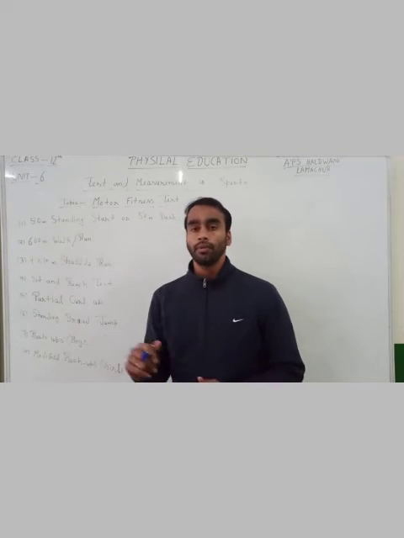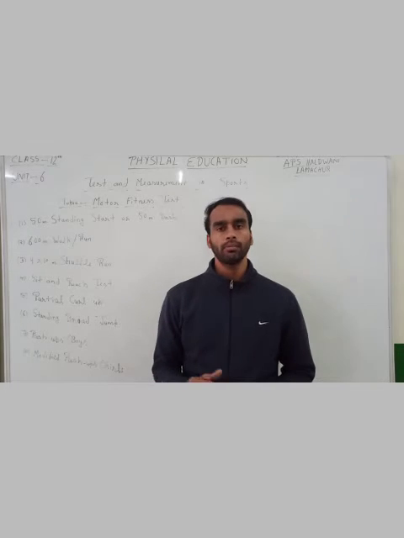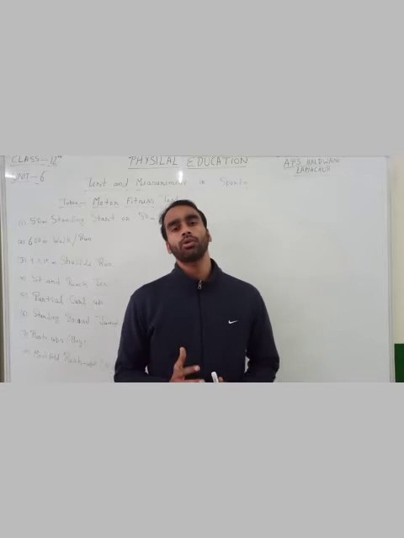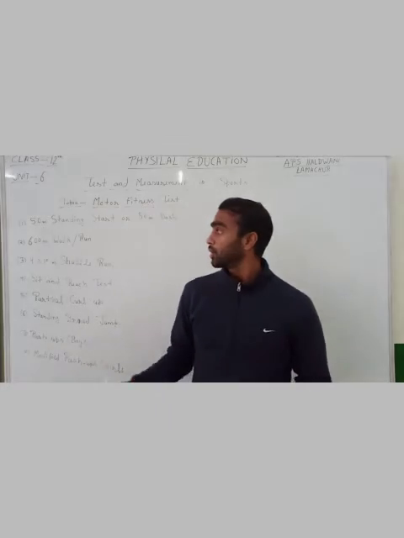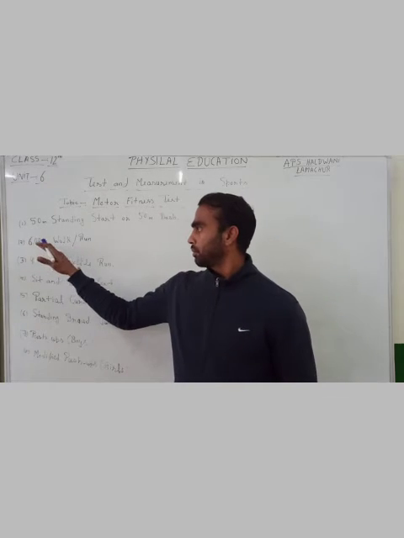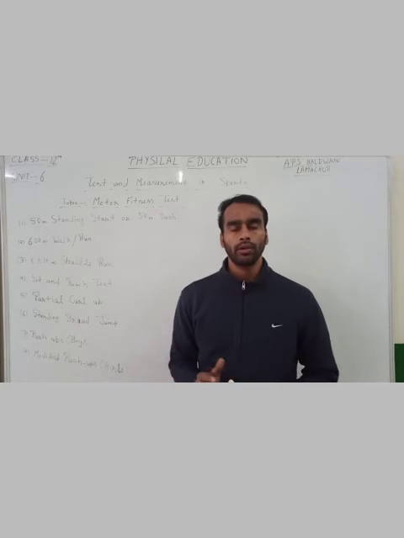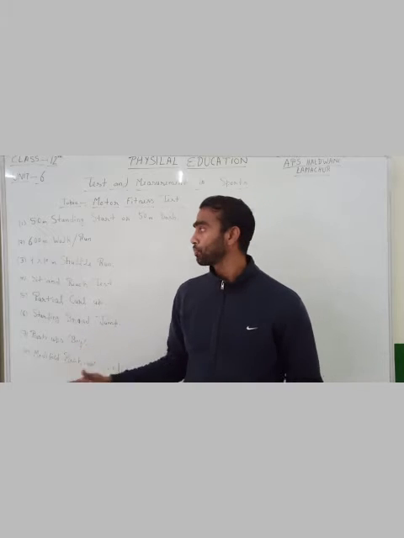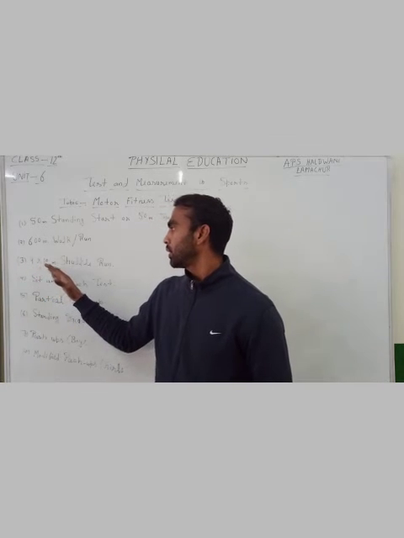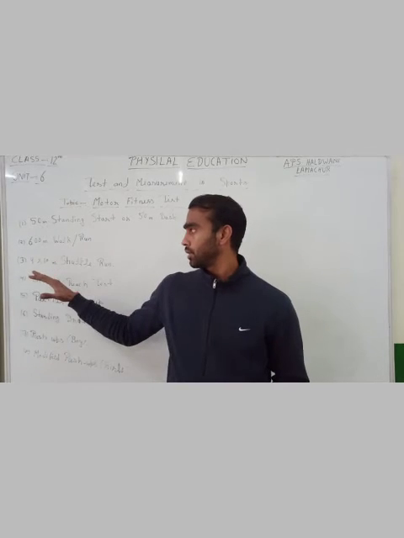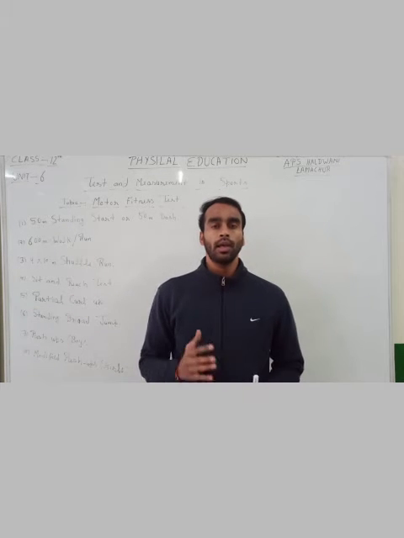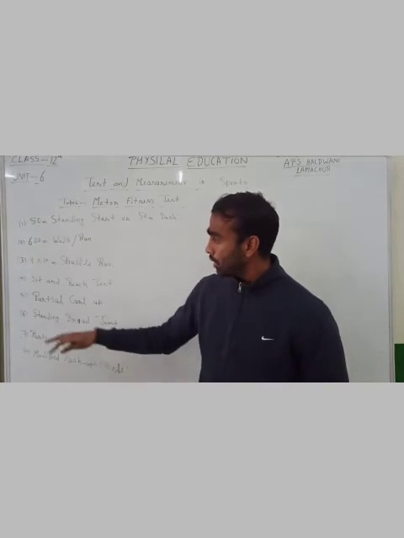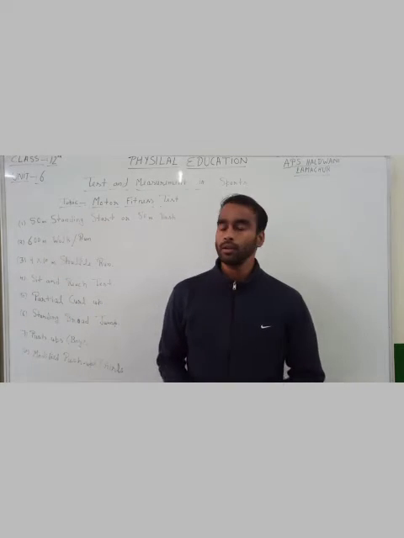First is the 15-meter standing start or 15-meter dash run. The standing start or dash run measures your speed. The second test is the 600-meter walk and run. In this test we measure your endurance. Number third is the 4 into 10 meters shuttle run. In this test we measure your agility and also the ability of direction changing.